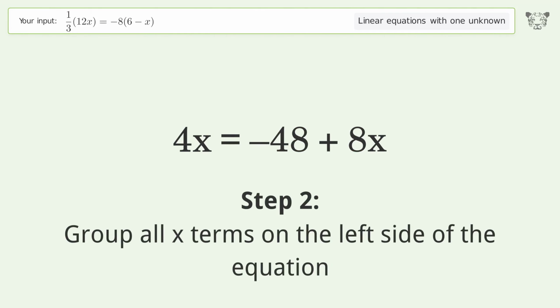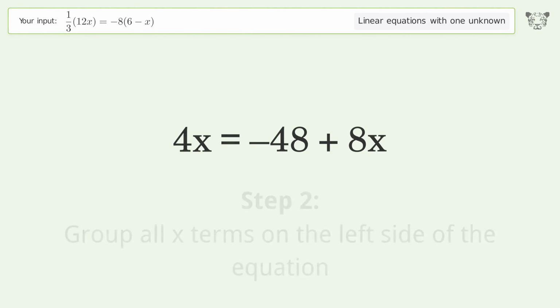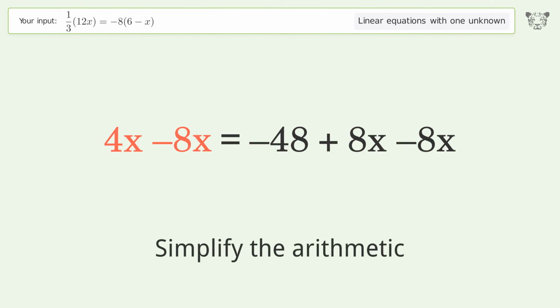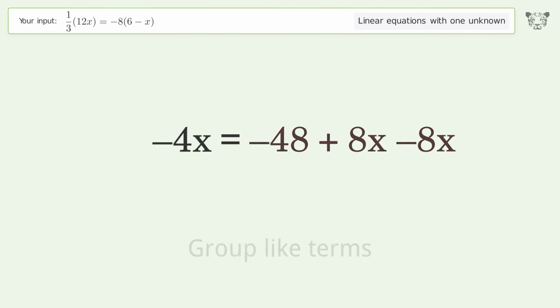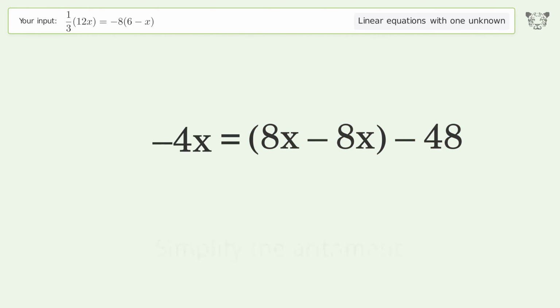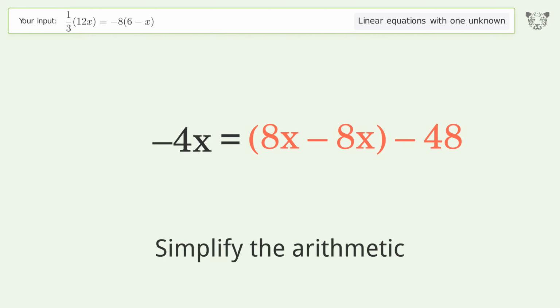Group all x terms on the left side of the equation. Subtract 8x from both sides. Simplify the arithmetic. Group like terms. Simplify the arithmetic.